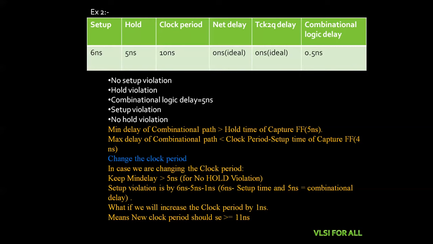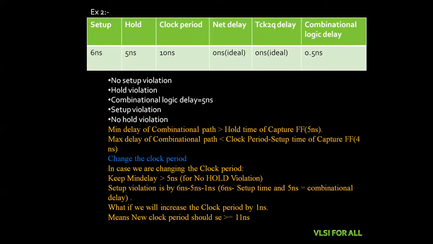So let's say the combinational logic delay is 5 nanoseconds. As I have said, if there is any violation, just change the delay of the combinational logic. So apply the same here. If the combinational logic delay is 5 nanoseconds, 10 minus 6 means 4 nanoseconds. So before 4 nanoseconds, we need a stable input. But because the combinational logic delay is 5 nanoseconds, we are getting the stable input after 5 nanoseconds. So the condition is violated here.